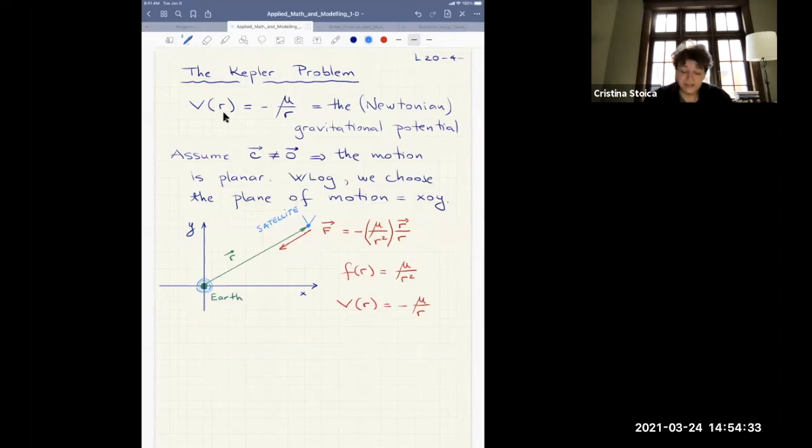minus mu over r, where mu, in this exercise, we take as the gravitational constant times the mass of the Earth, let's say. But the same modeling applies to the motion of the Earth around the sun, if you want, ignoring the other planets. So again, we're ignoring everything. There's nothing else that exists: the sun as a mass point, a gravitational source, and the Earth as a tiny little body.